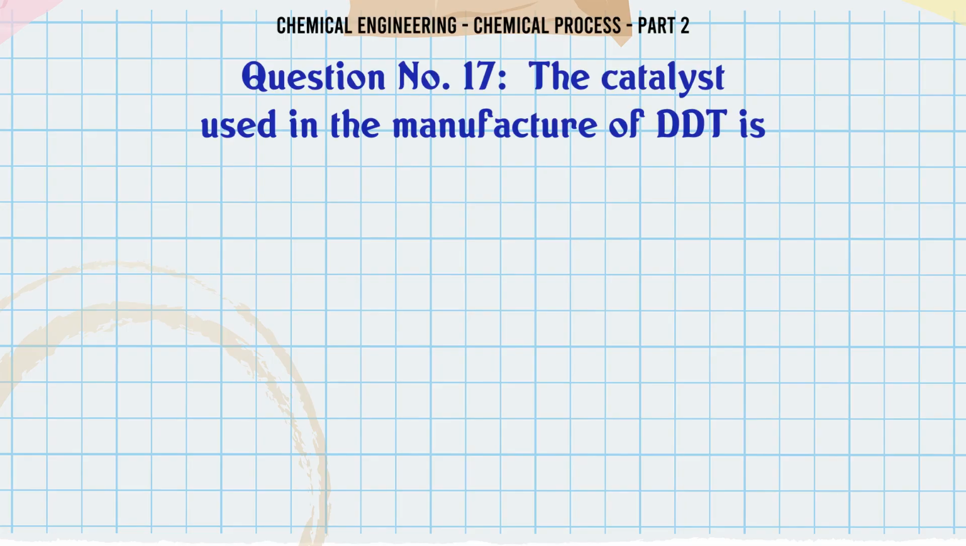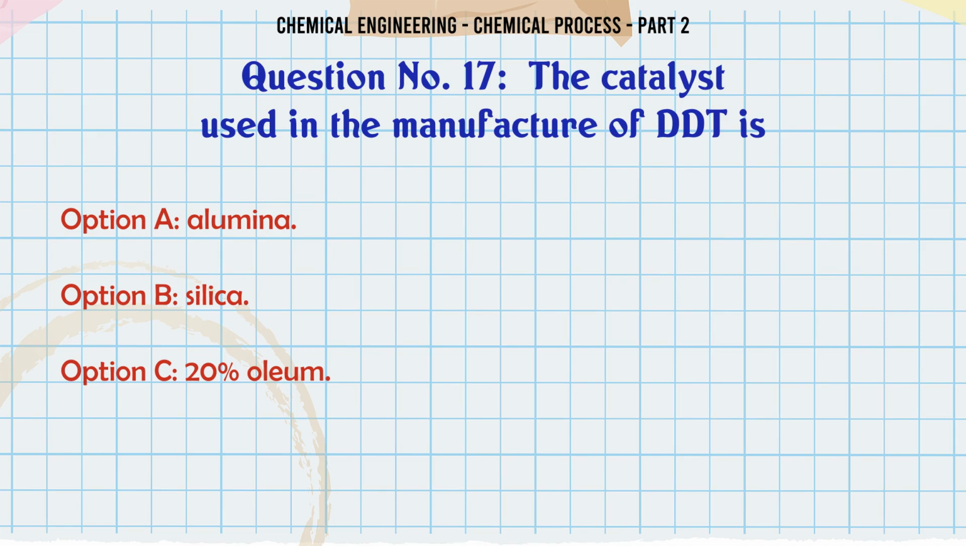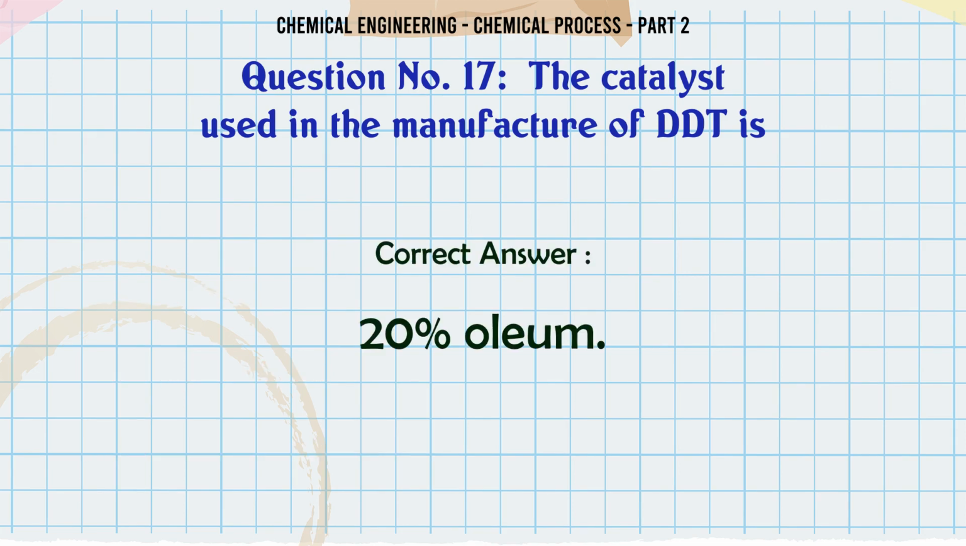The catalyst used in the manufacture of DDT is A. Alumina, B. Silica, C. 20% oleum, D. Aluminium chloride. The correct answer is 20% oleum.